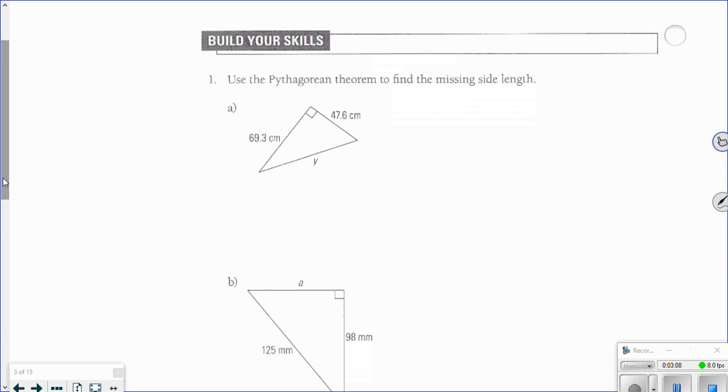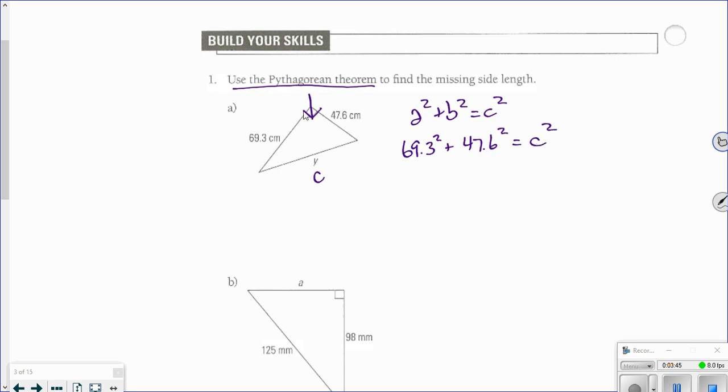Okay, so now it specifically says use the Pythagorean theorem to find the missing side length. So when I look at this, I've got a right triangle, which is good. The right angle always points at my c side in my formula. It specifically says use the Pythagorean theorem, so I'm going to do a squared plus b squared equals c squared. It doesn't matter which sides I call a and b, the only important one is c. So I'm going to do 69.3 squared plus 47.6 squared equals c squared. I typically rewrite it with the c squared on this side, but it doesn't really matter.